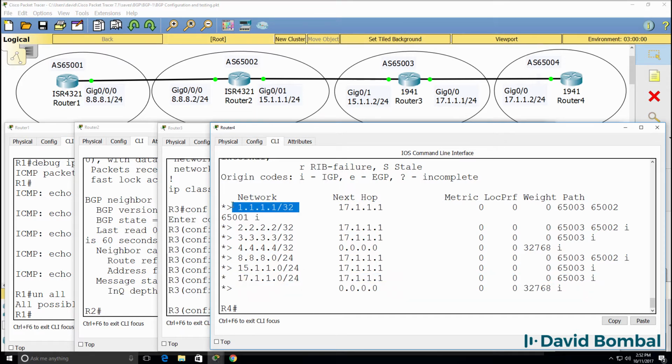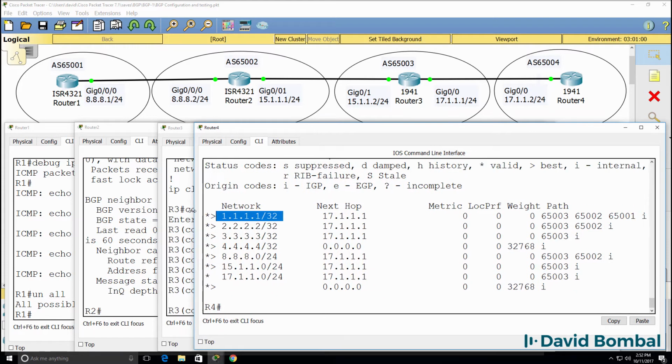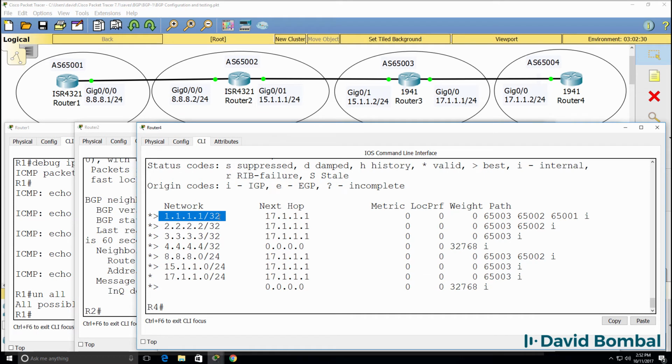So notice this network, and I'll expand the console window. This network originated in this autonomous system. Then it went through this autonomous system, then through this autonomous system, and then the local autonomous system received the route. The route is valid. Next hop is this router.